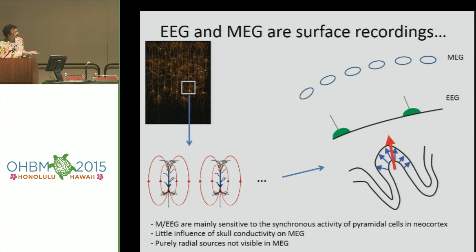MEG and EEG differ by the influence of skull conductivity. MEG, so magnetoencephalography, to those who don't know this electrophysiological tool, has little influence of skull conductivity, because the magnetic fields go through the skull much more easily than the electrical fields. But it's not as good to see radial sources.